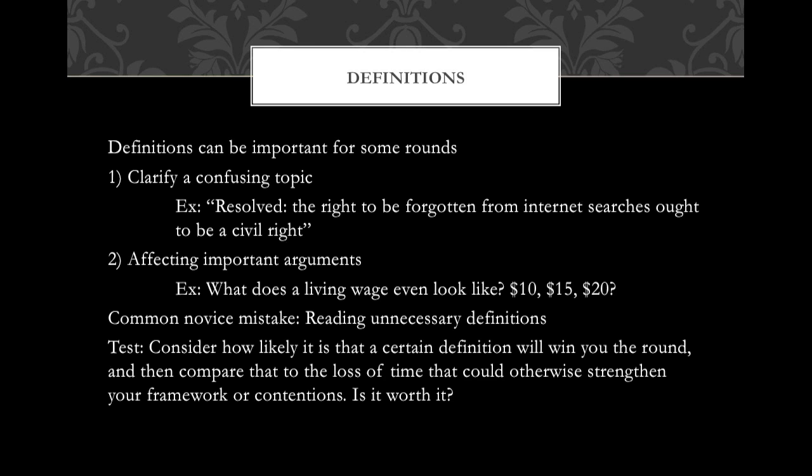By no means do you actually have to have any definitions or burden type arguments in your case. If it's a pretty straightforward resolution, it might not be worth the loss of time to read those. One thing though, just to clarify, make sure that at the beginning of your speech, you state what the resolution is and just state your side on it. For example, I affirm that the right to be forgotten from internet searches ought to be a civil right.